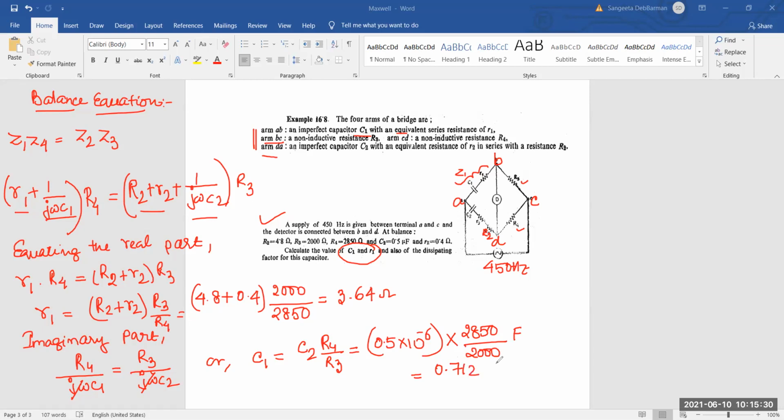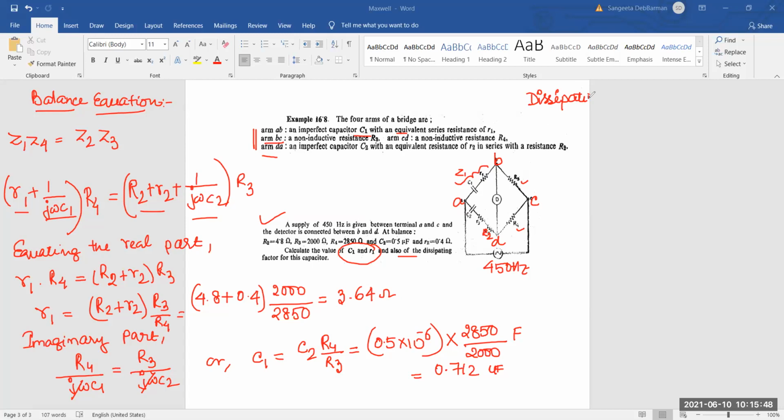0.712 microfarad. Correct. Now see the last portion of my sum. Also dissipating factor for this capacitor. So what is the dissipating factor formula? Do you remember? I'm writing here.